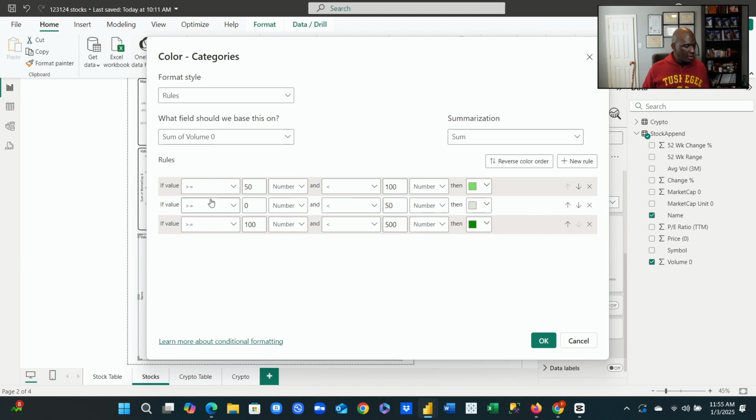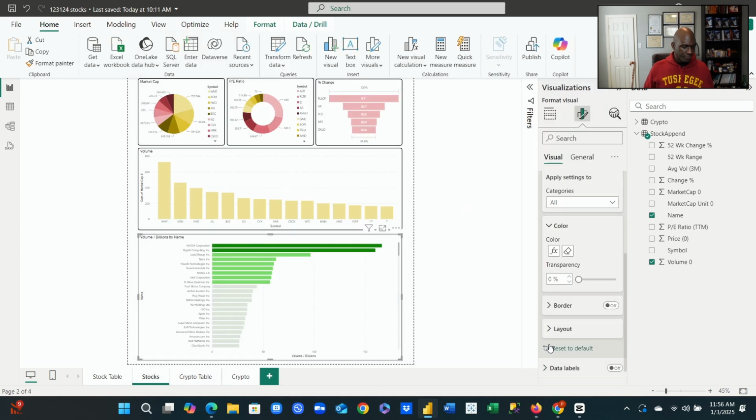Basically, for values greater than or equal to 50 but less than 100, I use this lighter green. If it was greater than 0 but less than 50, I use this whitish green. But if it was greater than or equal to 100 and less than 500, I use the green, the money green. So we can see that the volume is in millions and billions, and in this particular case it's billions. I think there were maybe one or two others that had trillions, but I think I filtered out the columns that were in trillions.